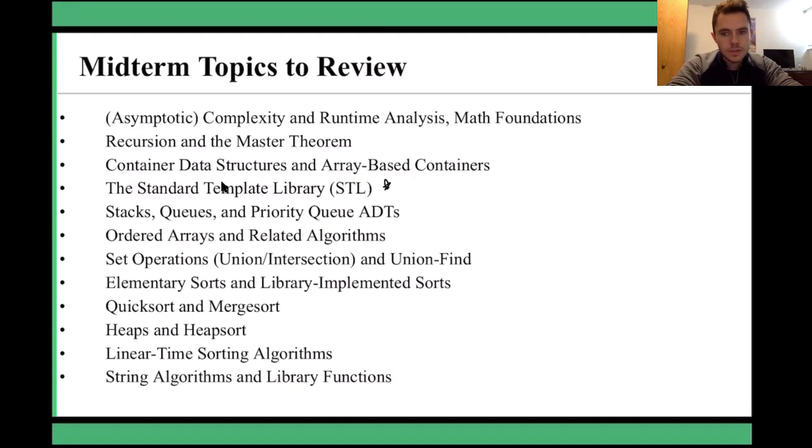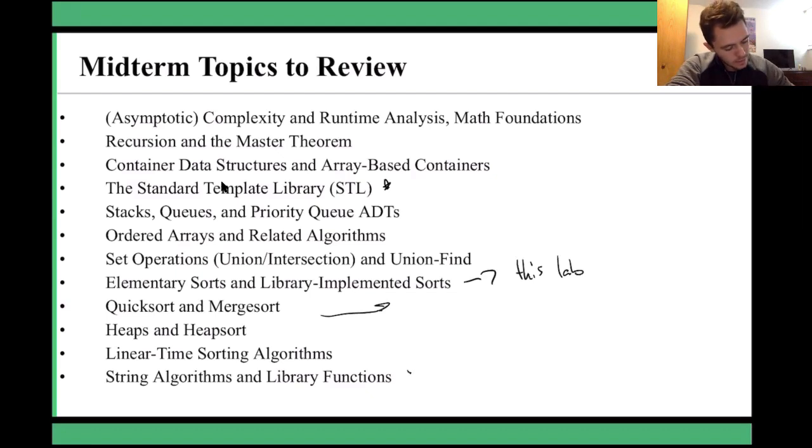The elementary sorts and then the library sorts, which is what we're going to be going over this lab. Quick sort and merge sort, also going over this lab. Heaps and heap sort, we went over that last lab. And then linear time sorting algorithms. The handwritten problem for this week is going to be related to that, and then also string algorithms and the various string functions.